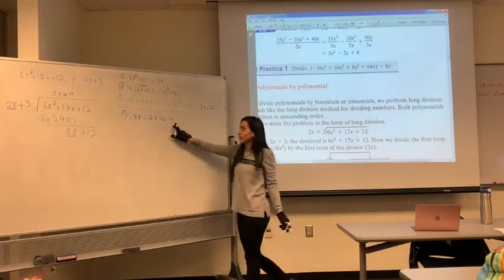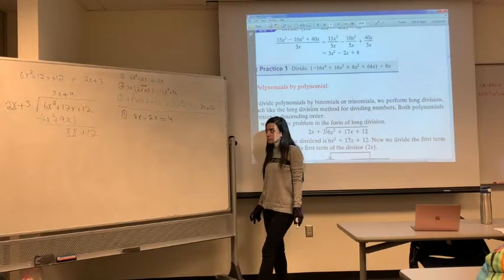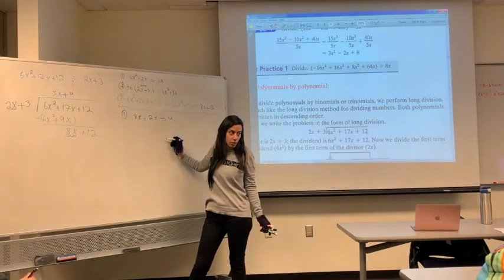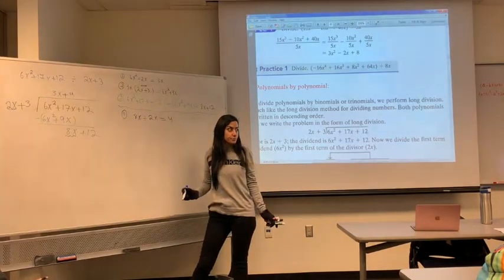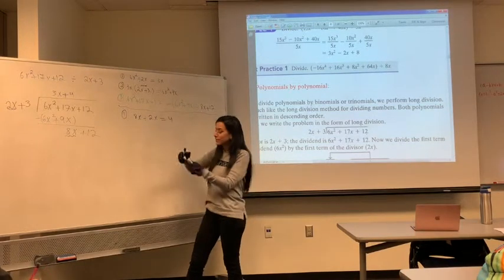No, it's just 4, right? Wait a minute, why is it 3x plus 4? Because we found 3x previously, and then now we have 4. Oh, okay. So, what was the next step after this?